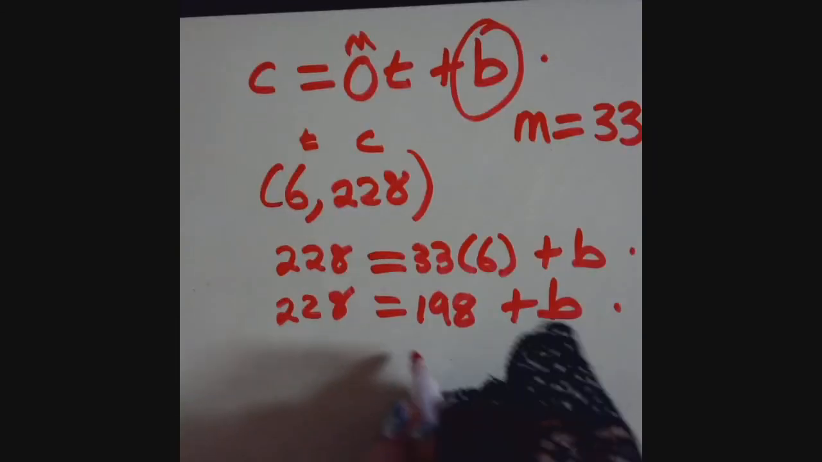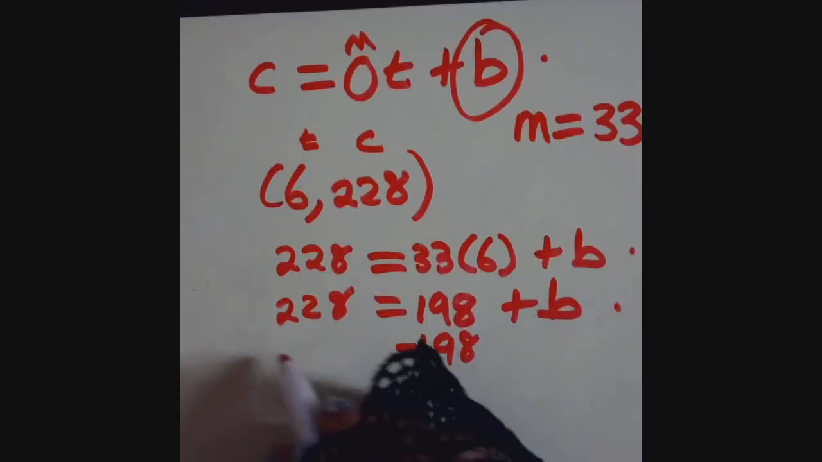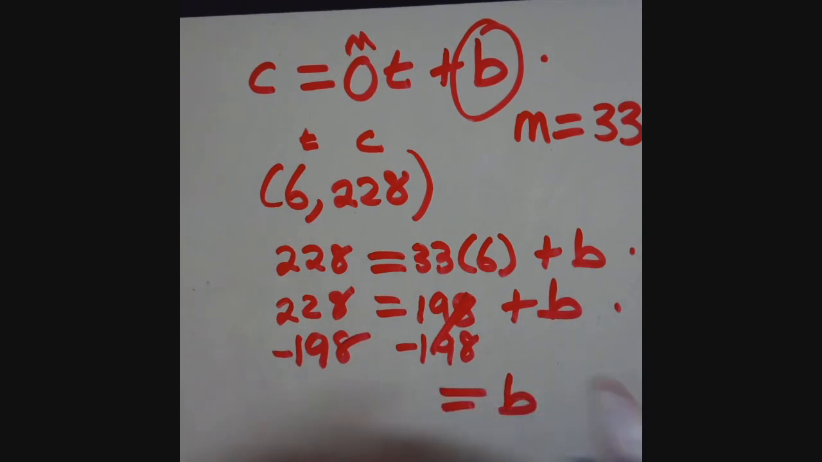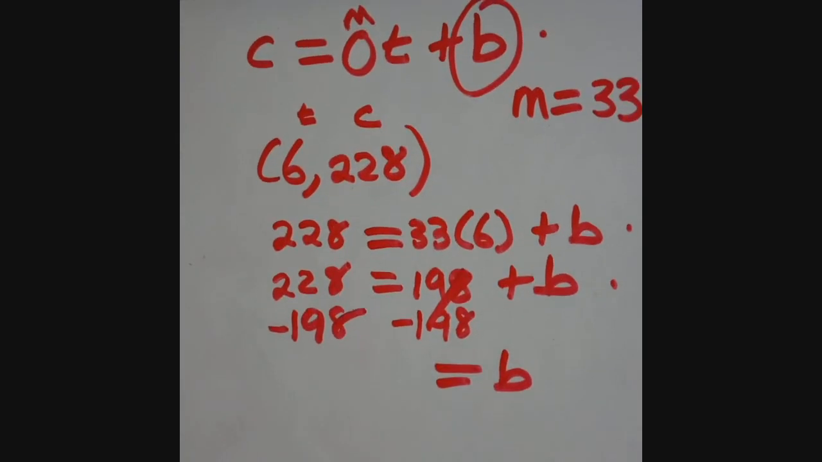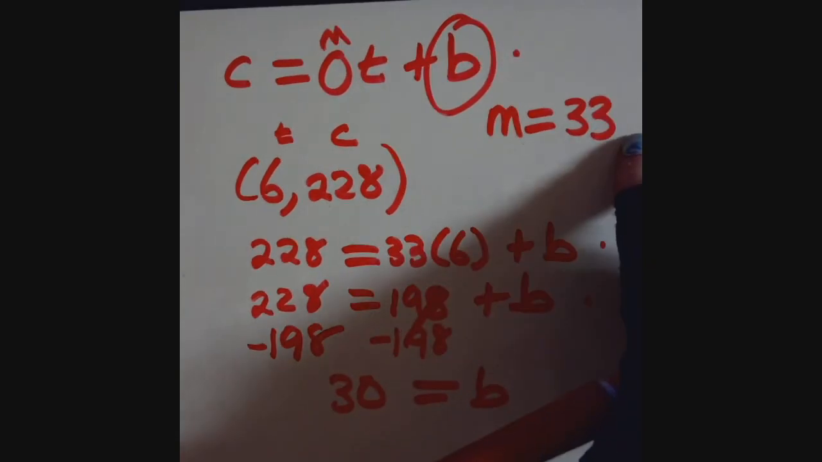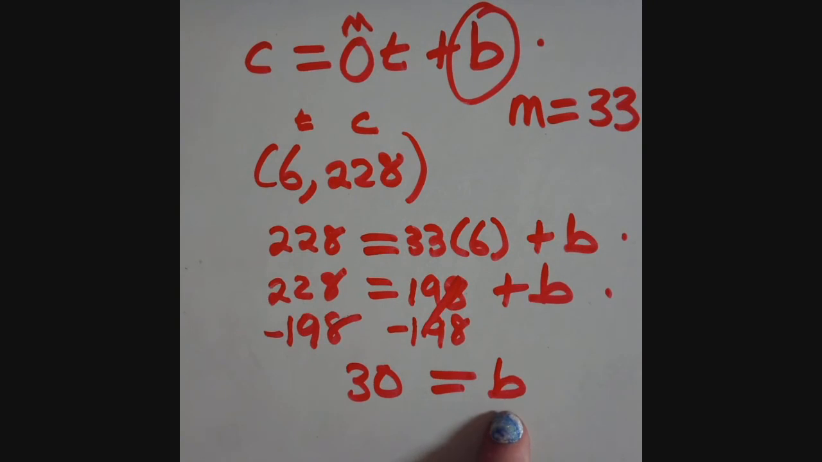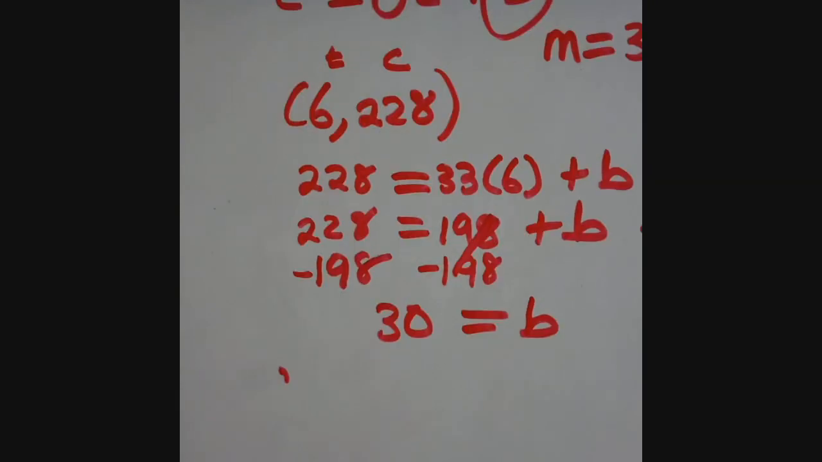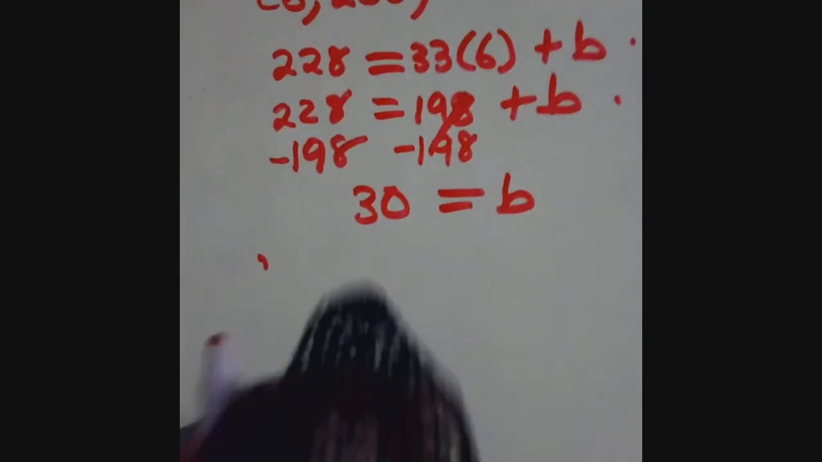Now I'm going to subtract 198, and B is going to be 228 minus 198. That's going to give me 30. All right. So now I know everything to write this function. I already have the slope, and now I have the initial cost. So the equation would look like this.